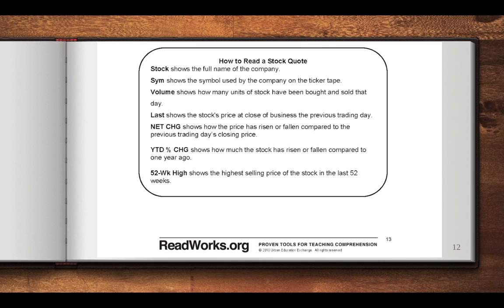Volume shows how many units of stock have been bought and sold that day. Last shows the stock's price at close of business the previous trading day. Net change shows how the price has risen or fallen compared to the previous trading day's closing price. Year-to-date percentage change shows how much the stock has risen or fallen compared to one year ago. 52-week high or low shows the highest or lowest selling price of the stock in the last 52 weeks.